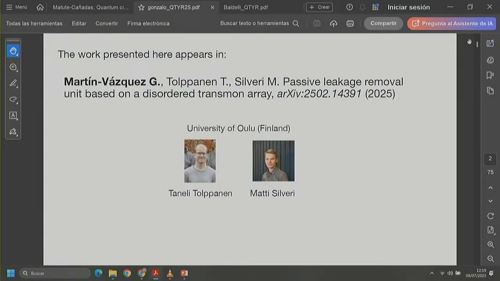So I did this work while working at the University of Oulu with Taneli Tolpanen and Matti Silveri, and the work presented here appears in this manuscript.